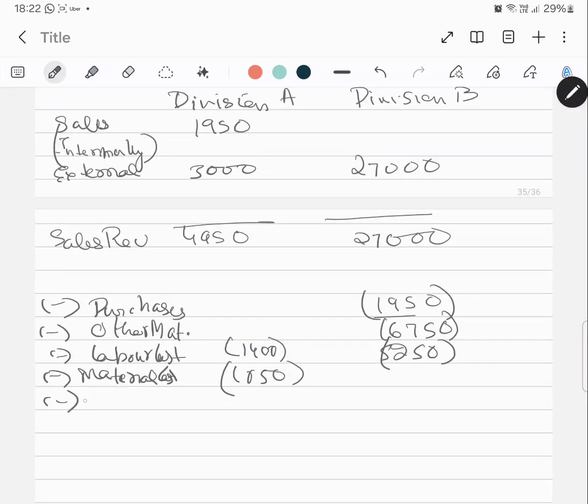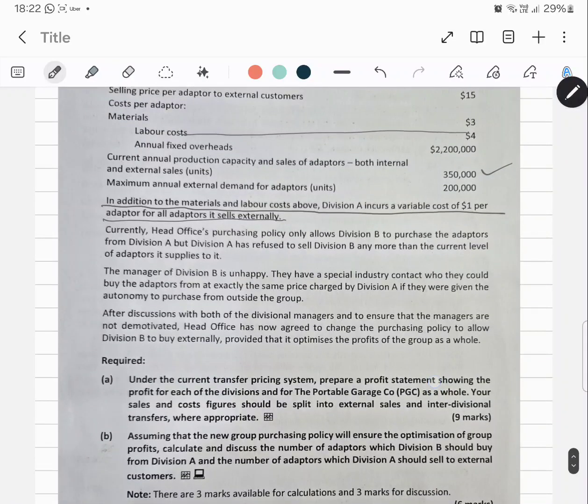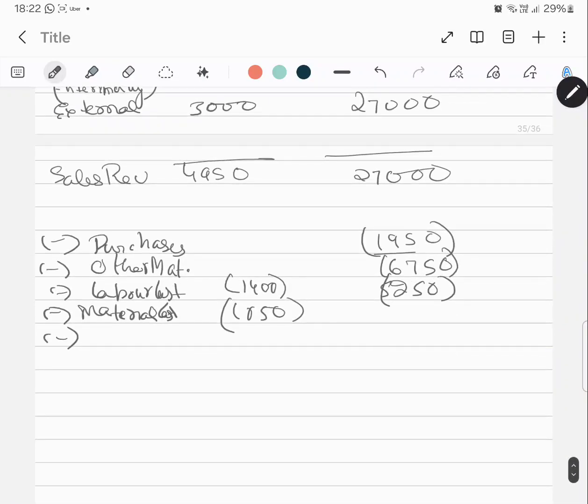Now it is also mentioned that extra variable cost will be incurred. A lot of people start adding one on the labor cost and the material cost, and that careless mistake is made. So this is the extra cost, and this is incurred on the external sales. So 1 into 2 lakh was the external sales, so it will be 200.